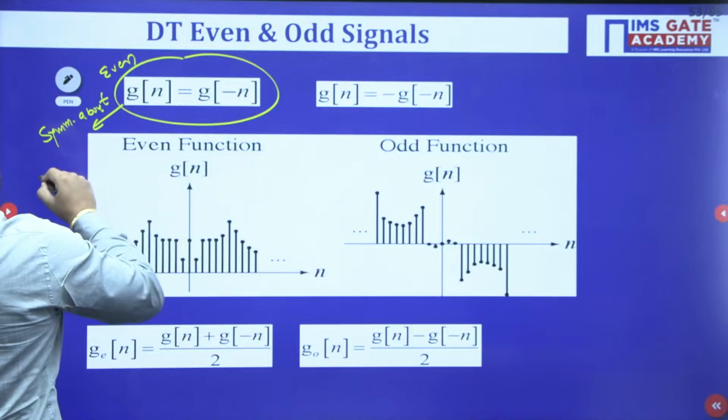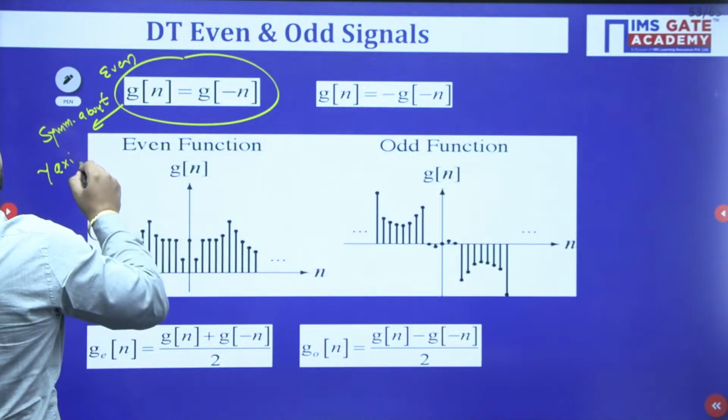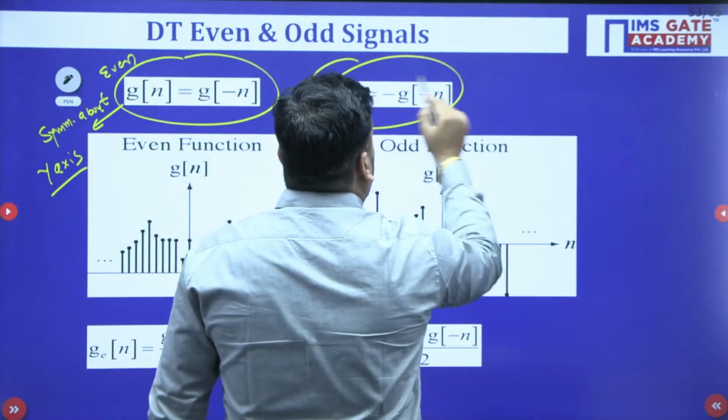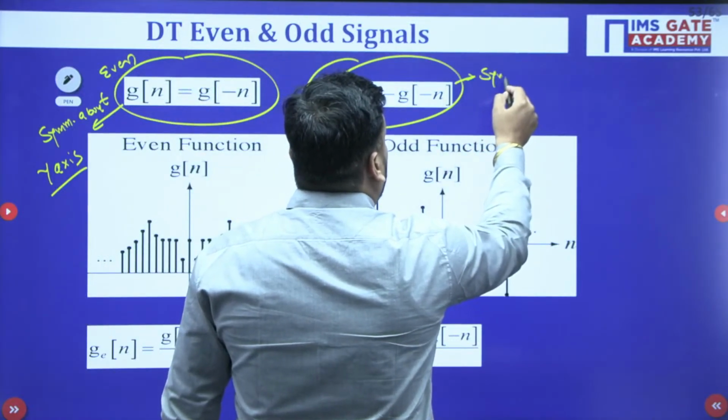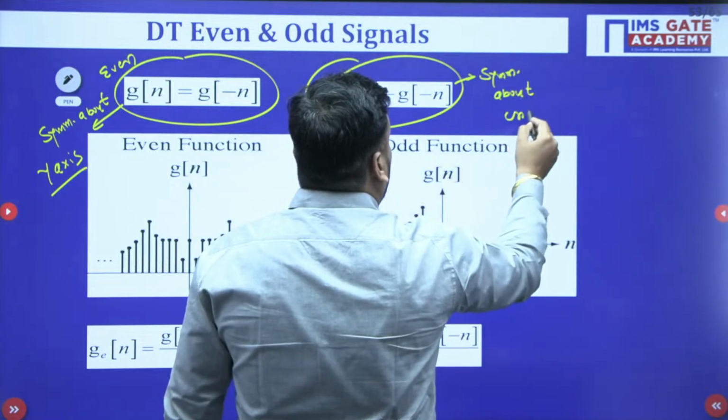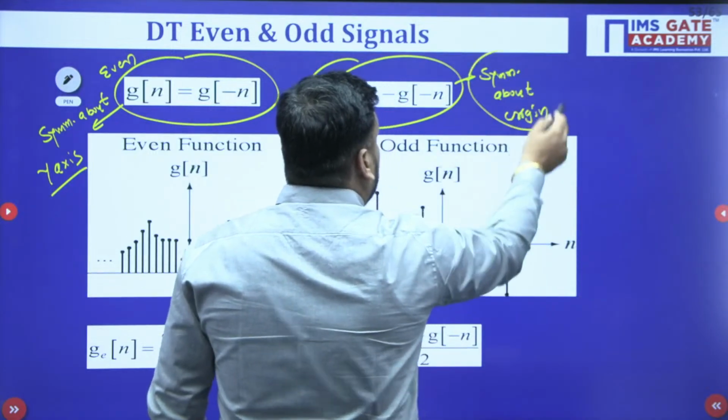the y-axis, always symmetrical about the y-axis. Similarly, odd signals are always symmetrical about the origin. It should be always symmetrical about the origin.